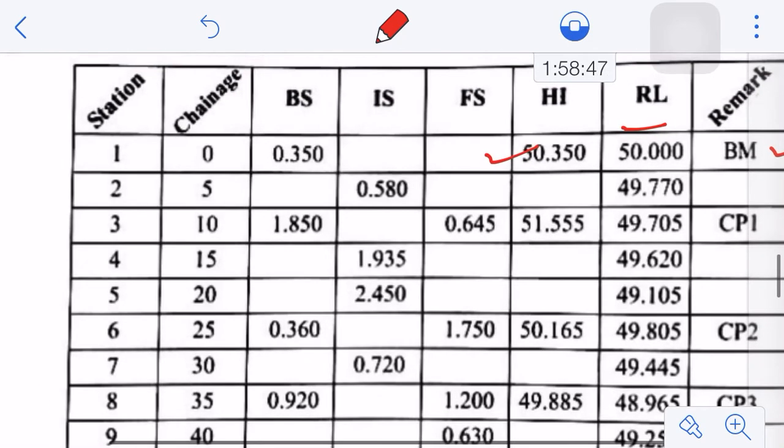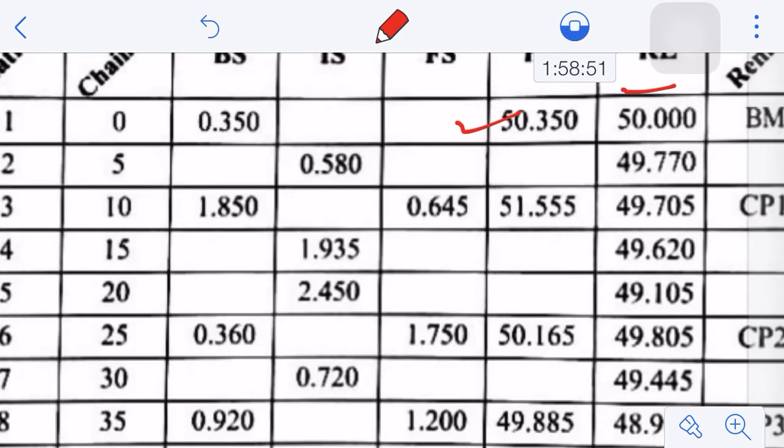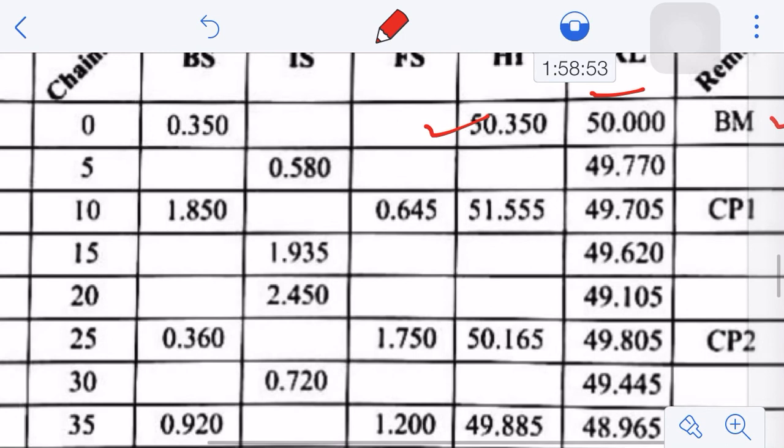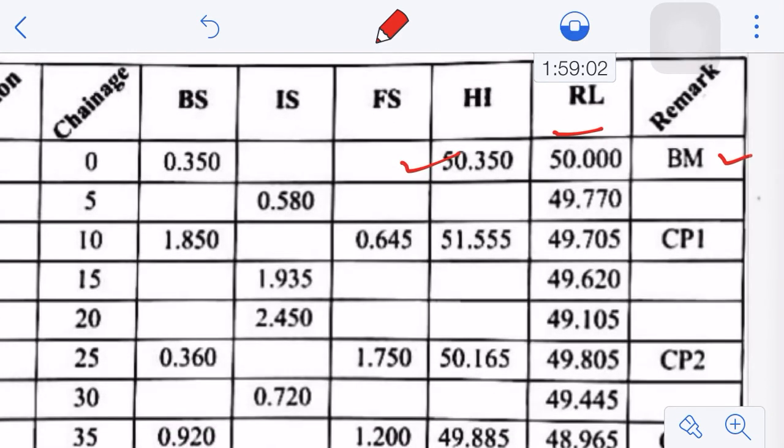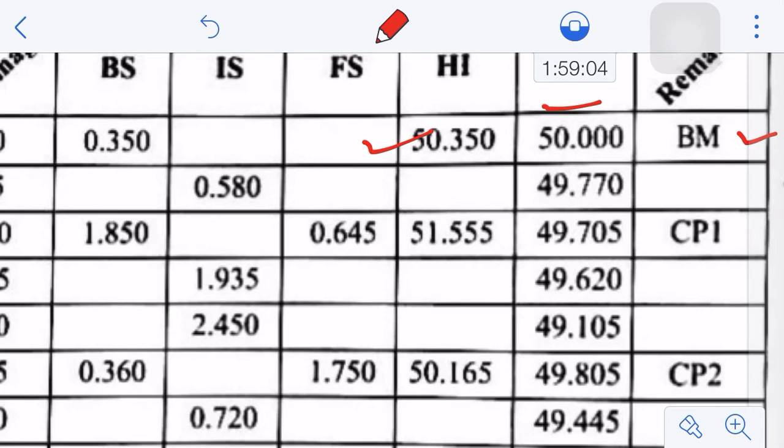Then for station 3, the reading is the FS reading, 0.645. So the FS reading is again going to be subtracted from your previous RL. So if you subtract your 0.645, it should be subtracted from the RL of HI, mind well, RL of HI and not from the RL of the last station. So the RL of HI is to be kept in your mind. If you subtract your 0.645 from this 50.350, then it is going to become 49.705.